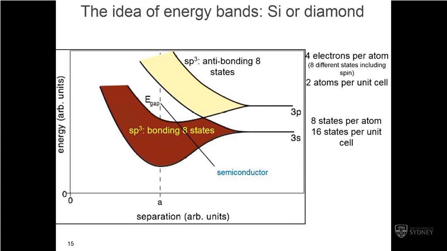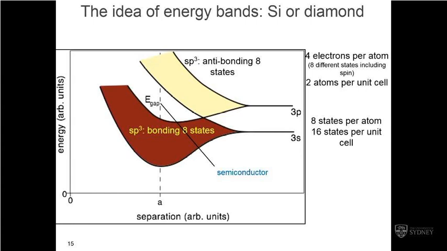So here is an example of silicon or diamond. Now, in a silicon or diamond atom, there are 4 valence electrons. Okay, it's got some core electrons, but it's got 4 in the outer shells, 3s and 3p, and they can make very strong bonds with other atoms in the system.